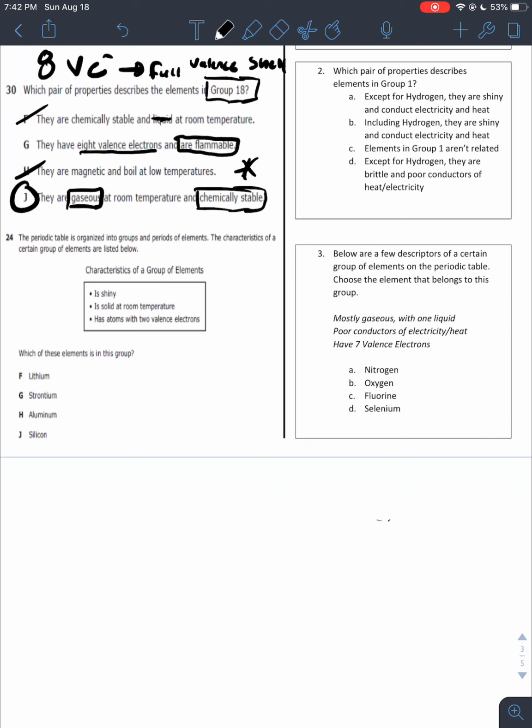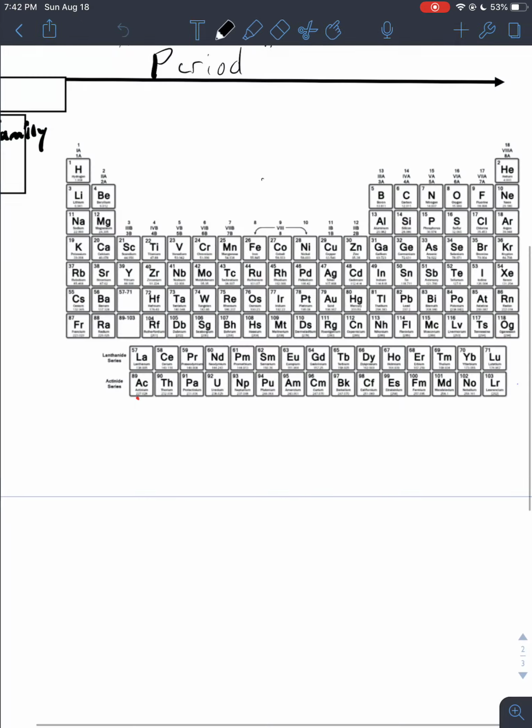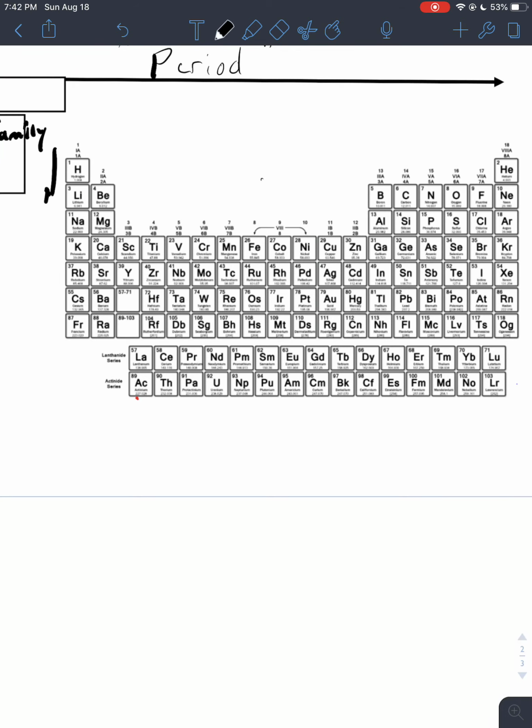Which pair of properties describes elements in group 1? Remember, that means the first column. So look all the way over on the left side. I just outlined it for you. This is the column you're interested in. This is group 1. Okay?